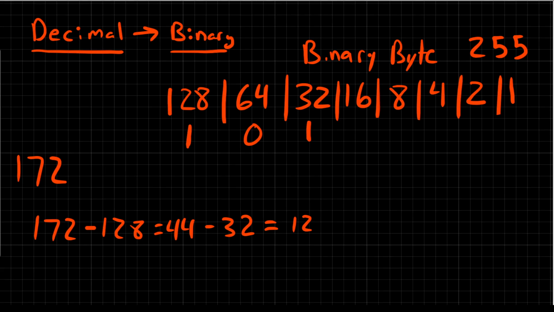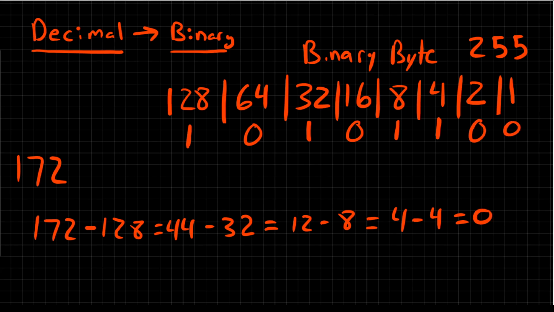Then will 16 go into 12? No, it will not, so we add a 0 there. We subtract 8 because 8 will. And now we have 4. We're going to put a 1 in the 4's column and subtract 4 because 4 will go into 4. And that finally leaves us with 0 left over, so we fill in zeros at the end. So 172 in binary is 1010 1100.